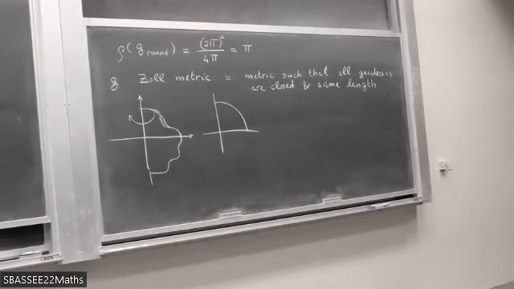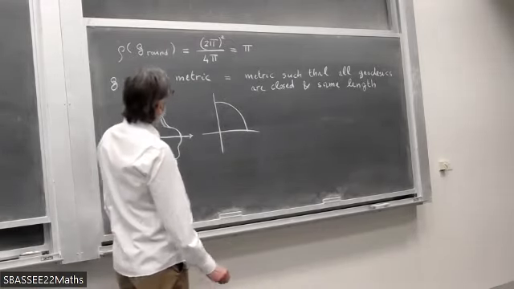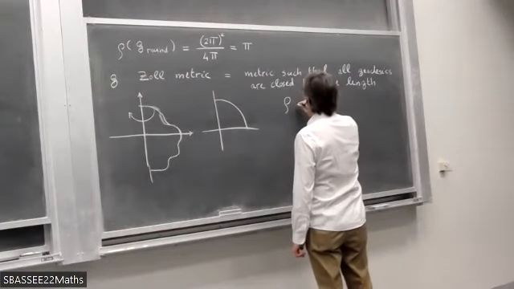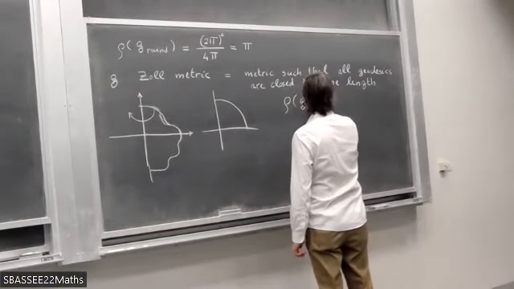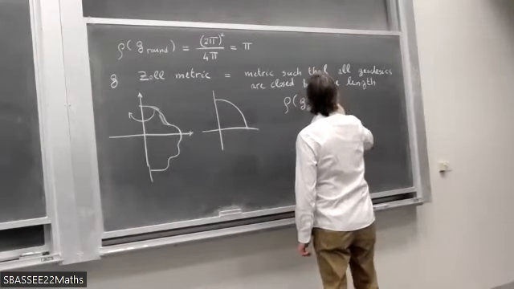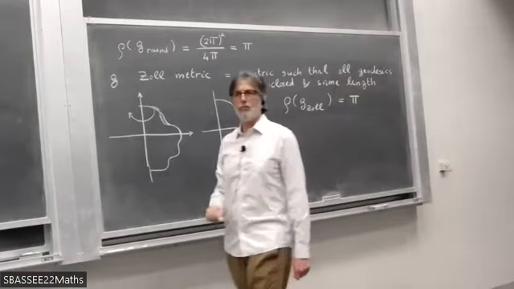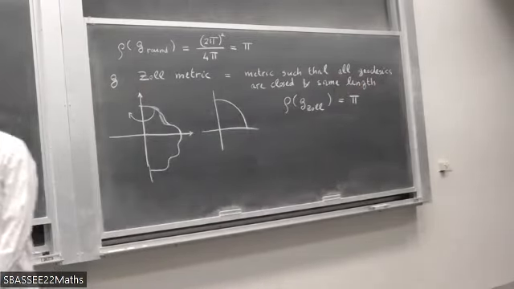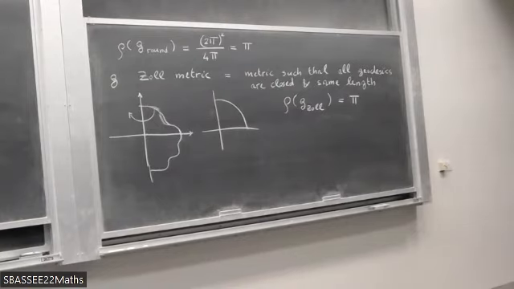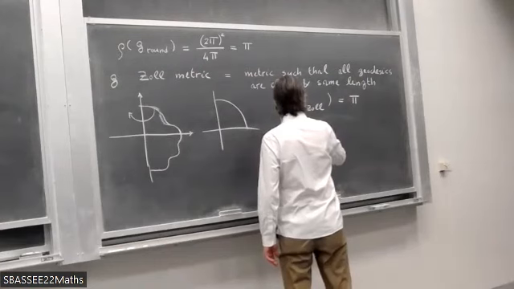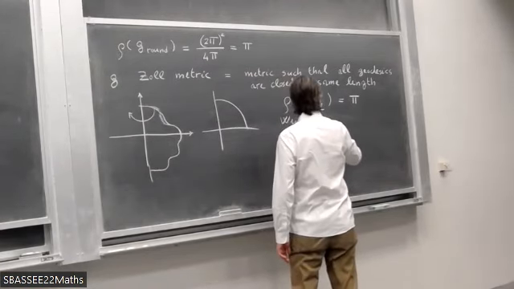Okay, so these are all Zoll metrics. If I take a Zoll metric, then the systolic ratio is also pi. Okay, this I think was first observed by Einstein, in the 70s.